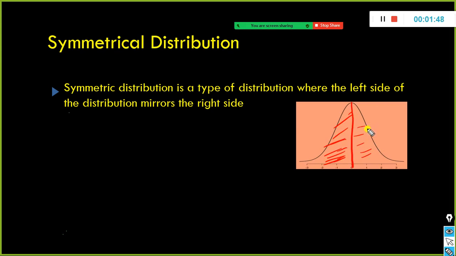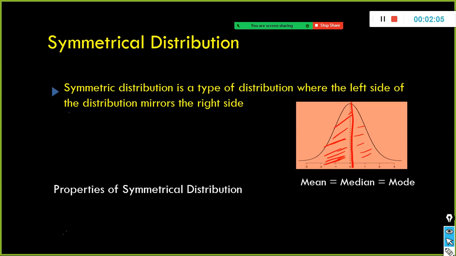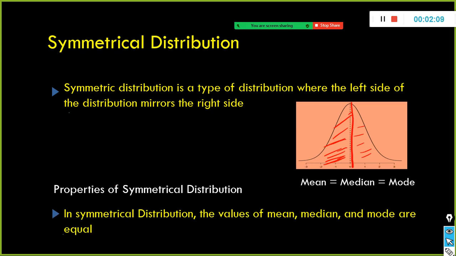Okay, so in the symmetrical distribution, the left side mirrors the right side. The second thing you need to remember is the mean is equal to the median is equal to the mode. It is always true. You need to remember these things. First, the left side of the distribution mirrors the right side. If you draw a line exactly in the middle, the 50% of this area is a mirror image of the 50% of data on the right side. This is called your symmetrical distribution.